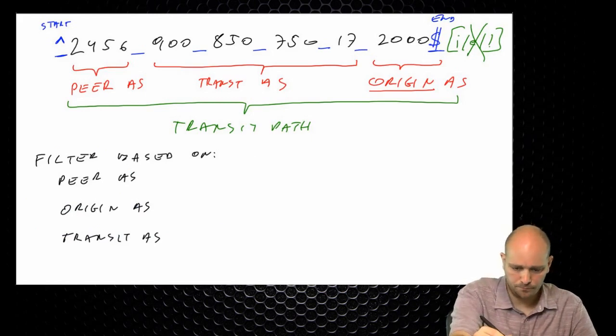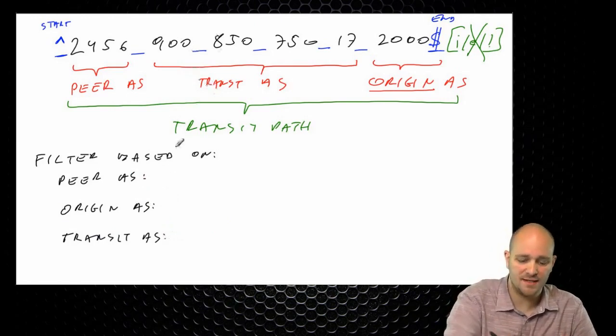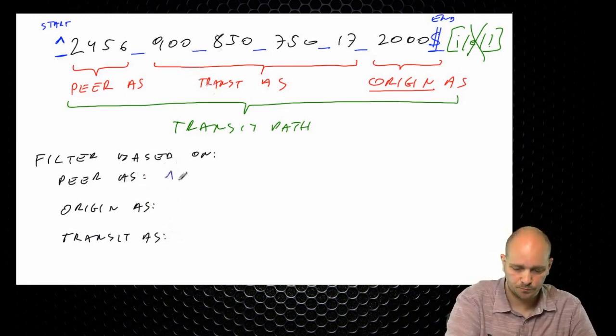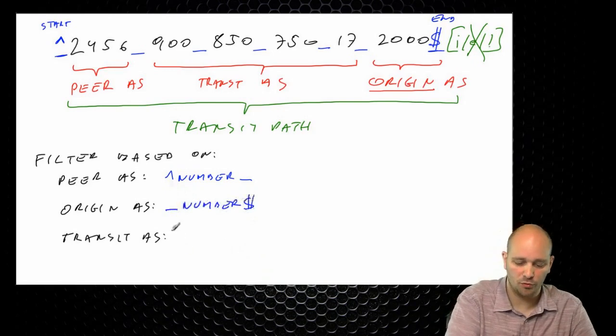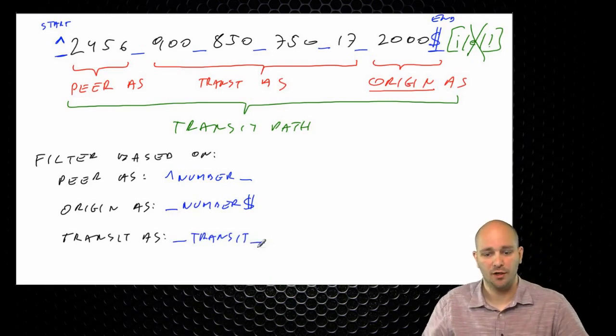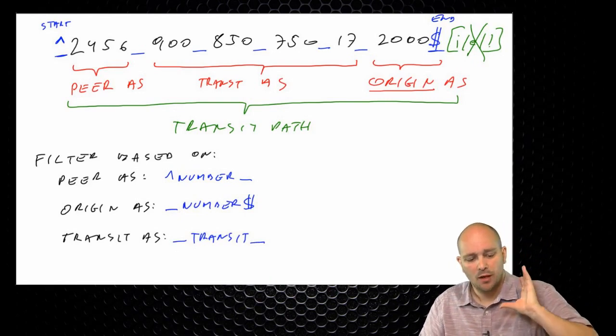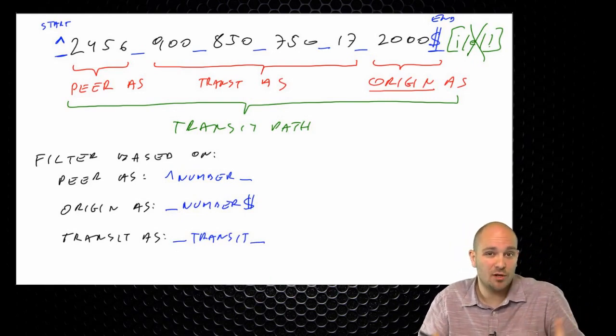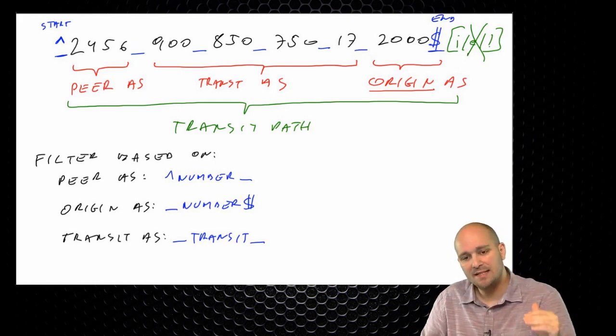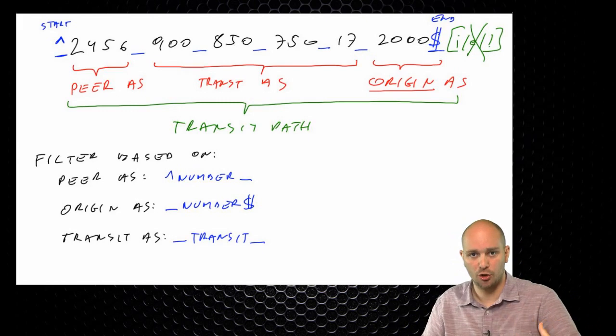AS. Now, the very simple cheat sheet here would be, if you want to filter based on the peer AS, this is your cheat sheet. If you want to filter based on the origin AS, this, and if you want to filter based on the transit AS, this would be the filter that you can use. Now, as I said, this is a very, very quick and dirty cheat sheet. Why do I call it the cheat sheet? Because I'm not actually explaining how the regular expressions work, but these are the most likely questions that you are going to be asked in the lab.